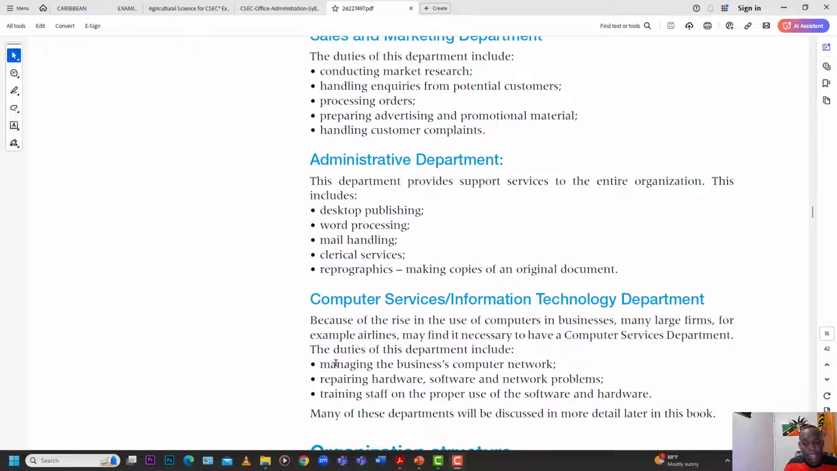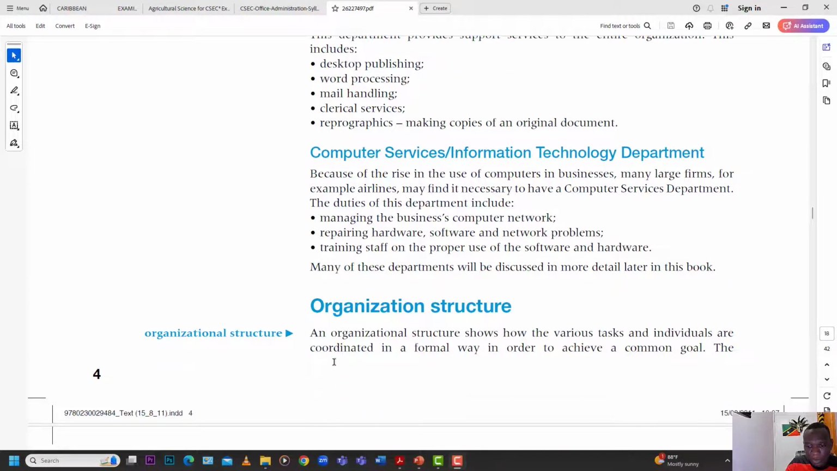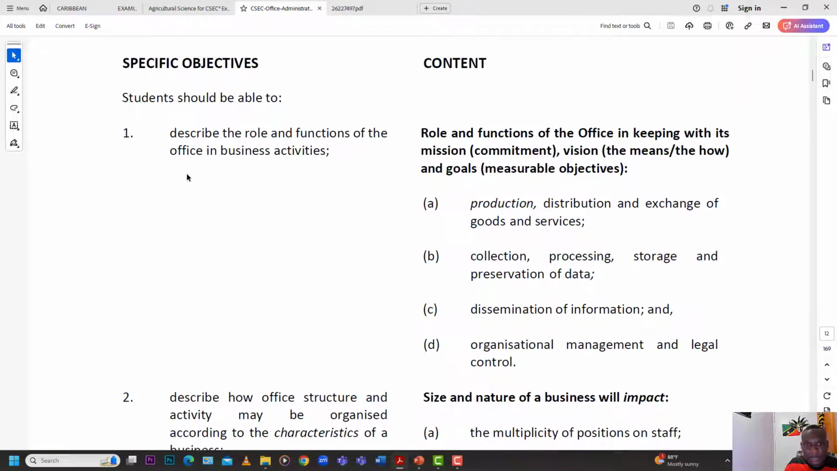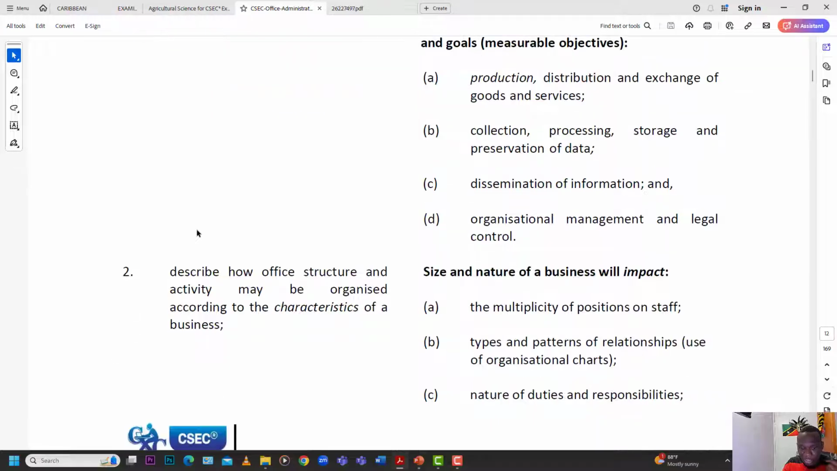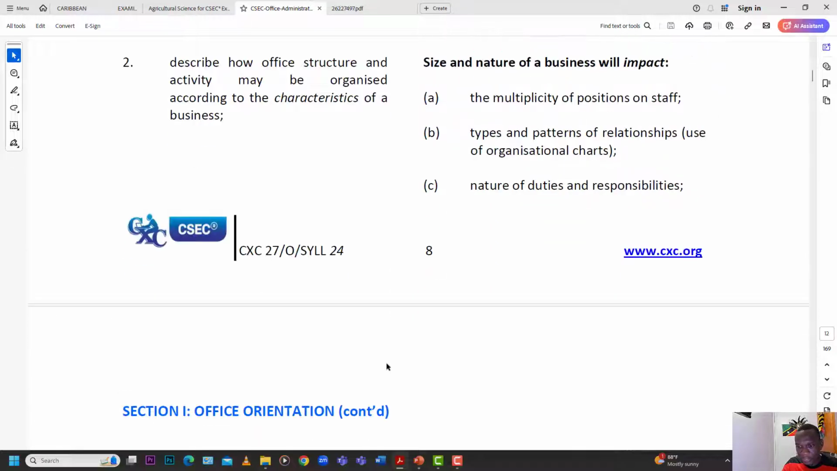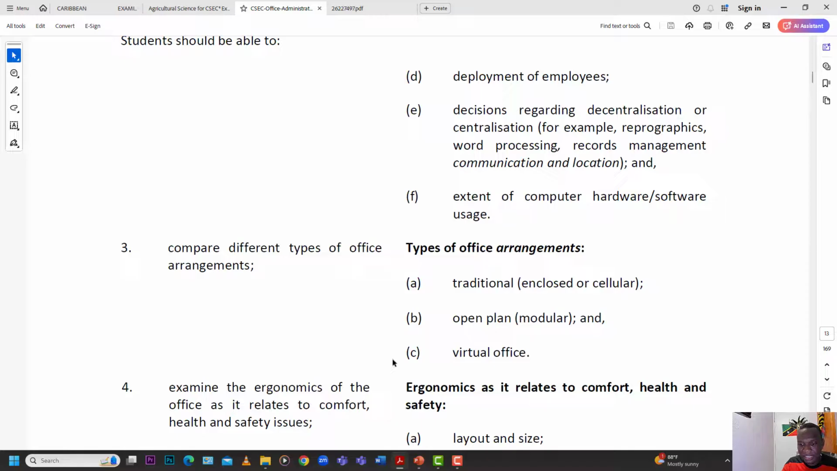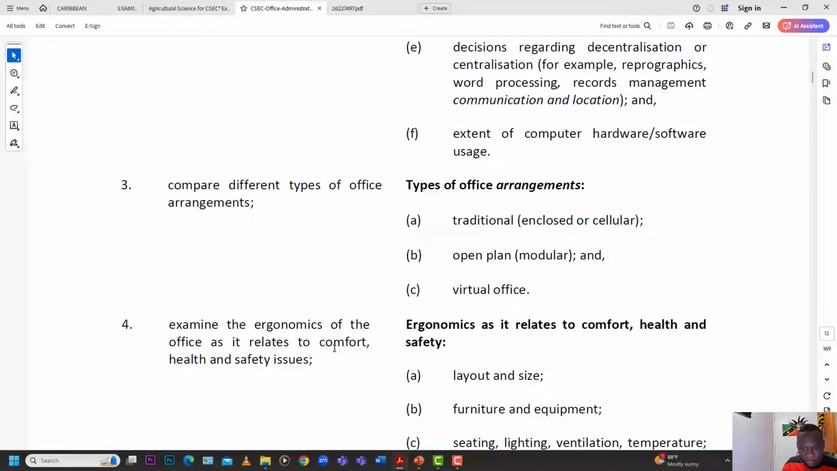Alright, so that's it for the opening lecture on OA. What we're going to look at next time is the organizational structure. So basically we covered objective 1, looking at the functions of the office in business activities. And then we kind of touched on the different functional areas of the business. Now next time we're going to be looking at how the office structure and activity may be organized according to characteristics of the business. And so we're going to touch everything and then lead up to the organizational structure and things like that. Types of offices, ergonomics of the office, etc.